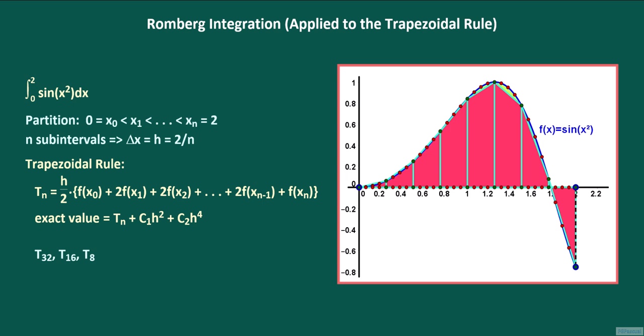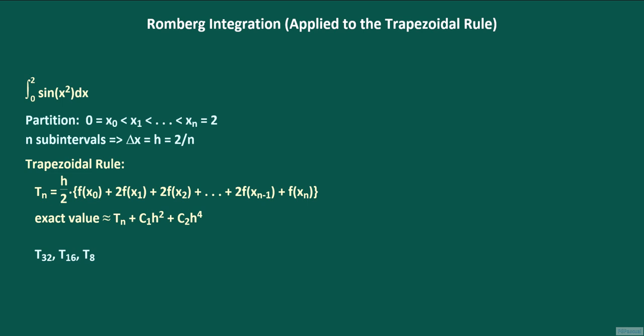In the error formula, c sub 1 and c sub 2 will behave like constants for sufficiently small values of h, or for sufficiently fine partitions of the interval of integration. We will assume our partitions are fine enough, so we will regard c sub 1 and c sub 2 as constants, so that the equation for the exact value is really an approximate equation. We are going to use the software Mathematica for this exercise.